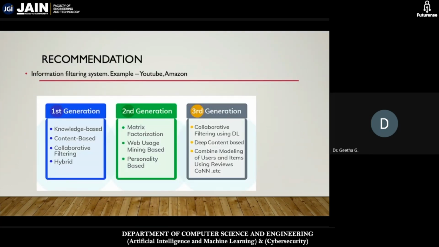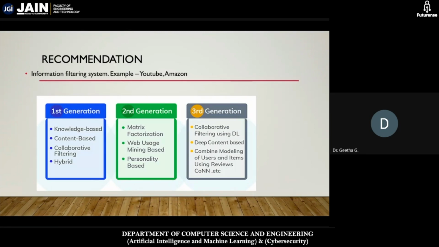The next one is recommendation. I search for something in Google. Now, when I go to Amazon, when I go to YouTube, there is an information retrieval or information filtering system in place. An example is your YouTube. Assume I'm listening to a song from a particular singer. It automatically filters and gives me recommendations. It understands what I want.